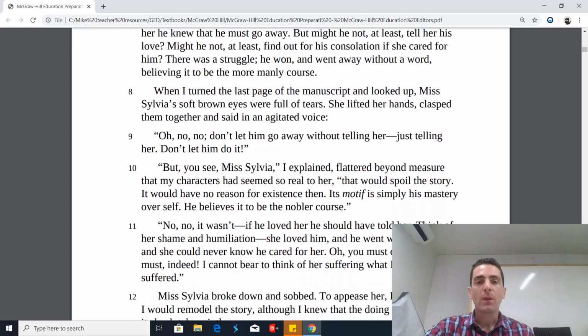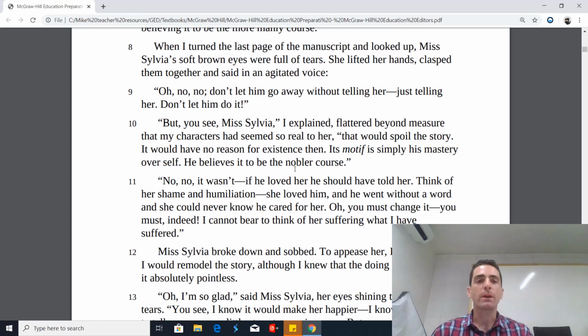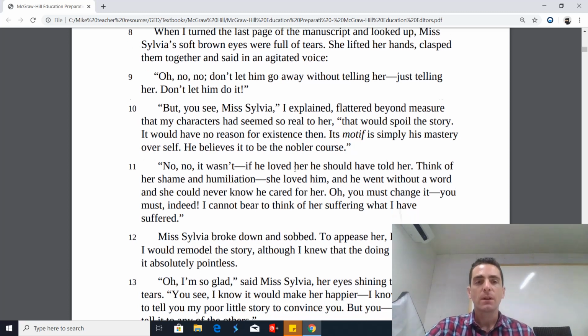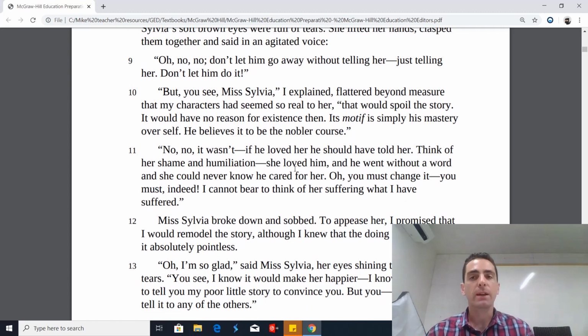Paragraph 8. When I turned the last page of the manuscript and looked up, Miss Sylvia's soft brown eyes were full of tears. She lifted her hands, clasped them together, and said in an agitated voice, "Oh, no, no, don't let him go away without telling her. Just telling her, don't let him do it."